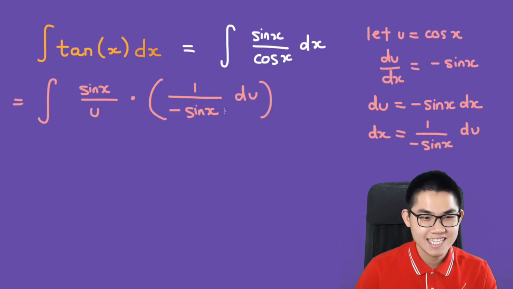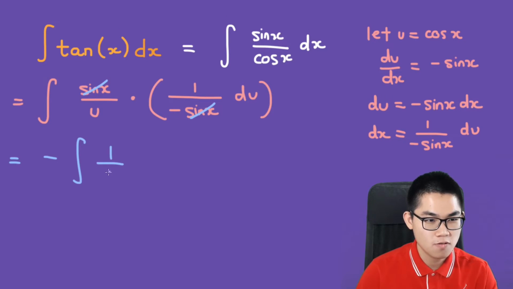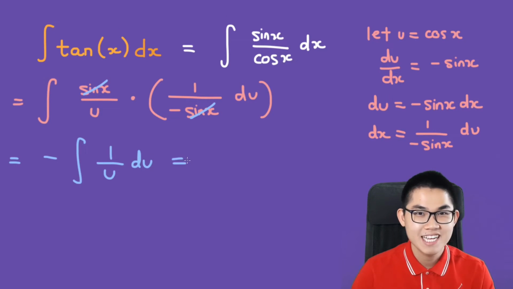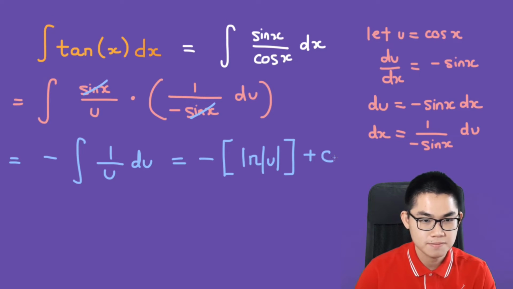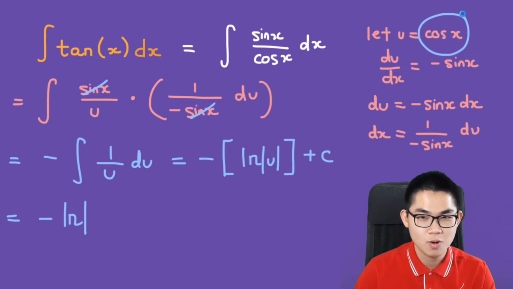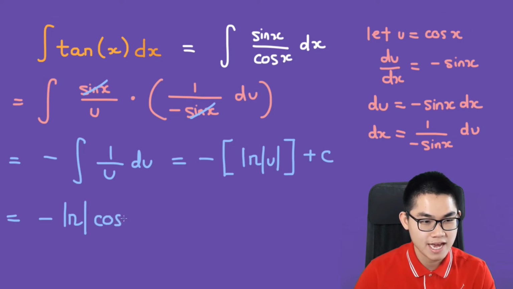As you can see, the sine of x will cancel out, and we also have to move this negative sign outside of the integral. So we have negative the integral of 1 over u du. The antiderivative of 1 over u is what? It's going to be the ln of absolute value of u plus c, and this will give us negative ln of the absolute value of u, which we will change back to cosine of x. So negative ln of the absolute value of cosine of x plus c.